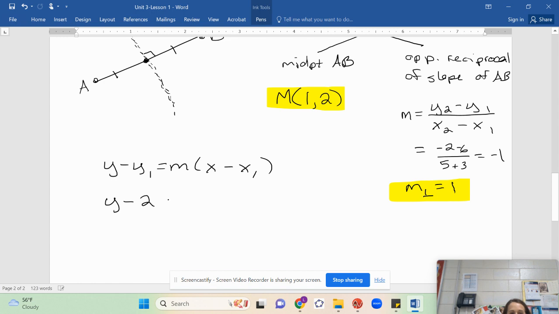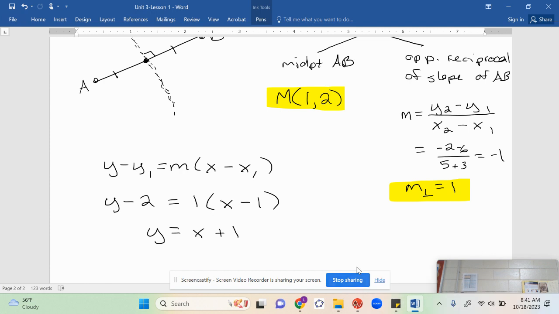y minus y1 equals m times x minus x1. You could leave it like that, or we can write it in slope intercept form by isolating for y, and you should get y equals x plus 1. And that's the end.